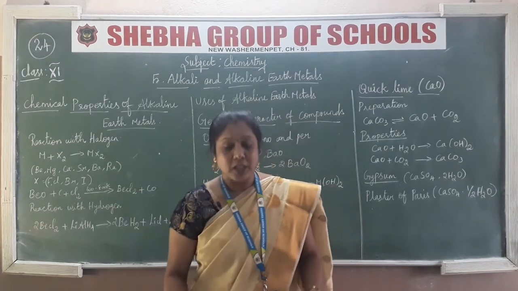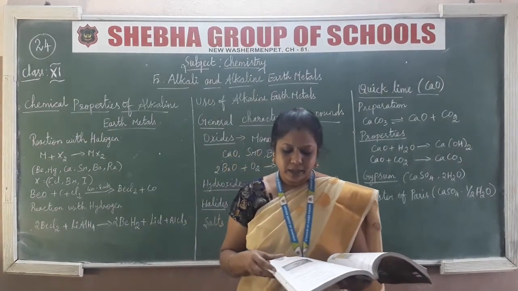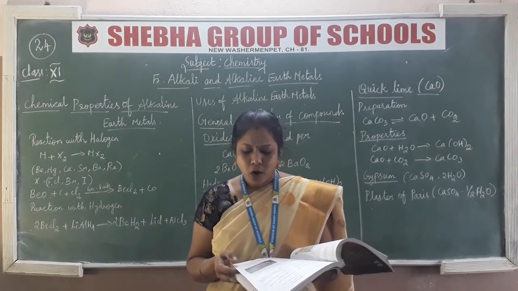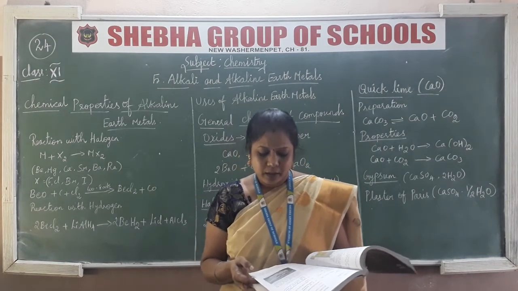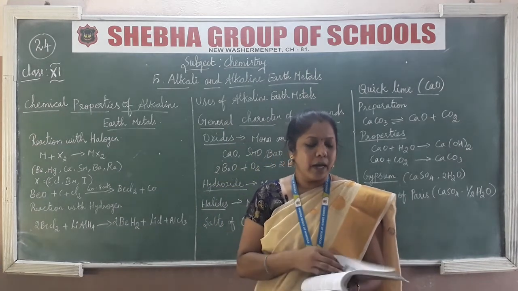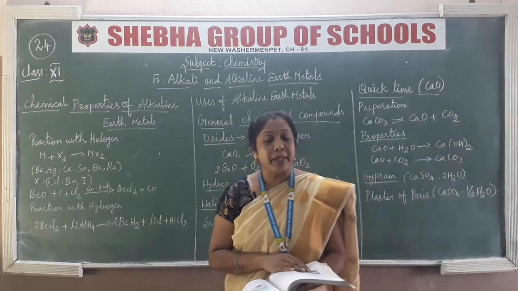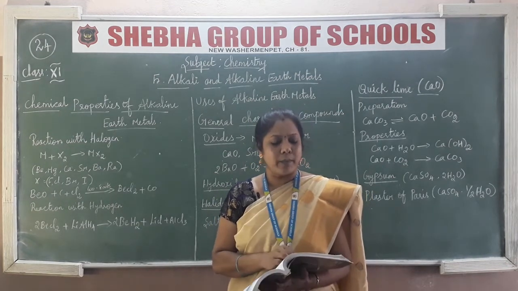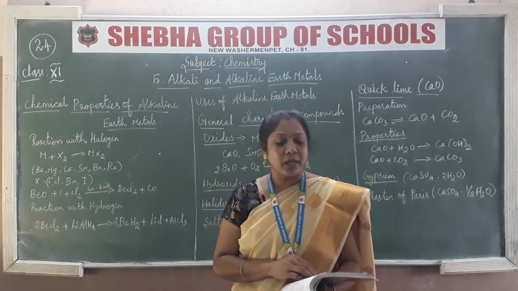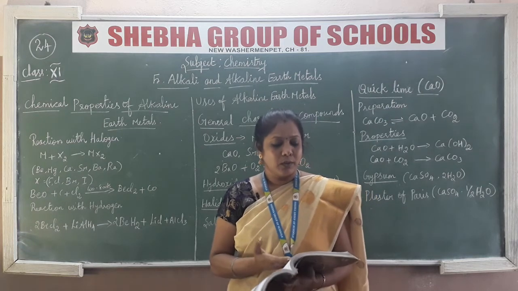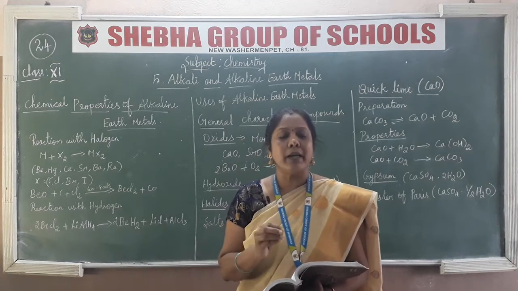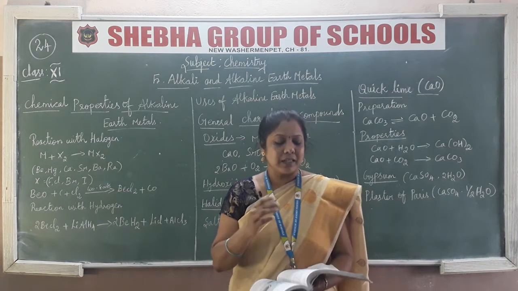The main property of gypsum is that it is a soft mineral, which is moderately soluble in water. The solubility of this mineral in water is affected by temperature too. Unlike other salts, gypsum becomes less soluble in water as the temperature increases. So you can understand that if the temperature increases, the solubility automatically decreases. That is the main thing.